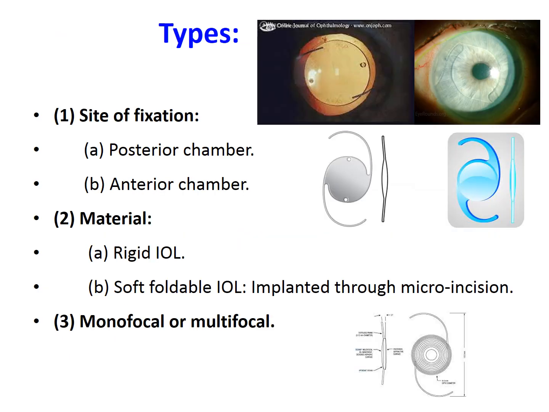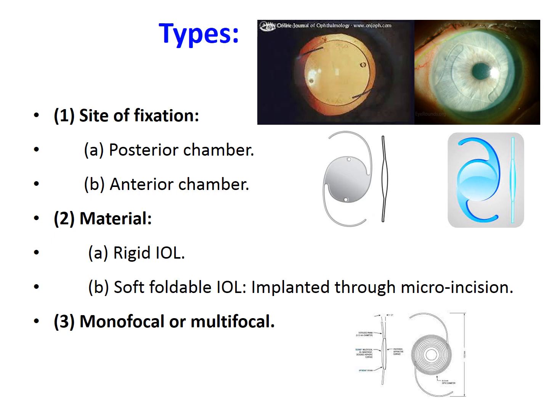What are the types of intraocular lenses? We may have a posterior chamber IOL, supported on the remnant of the posterior capsule, or an anterior chamber IOL, implanted in the anterior chamber in front of the iris. According to the material, we may have a rigid PMMA IOL, implanted through a large incision, or a soft foldable IOL, which can be folded and implanted through a micro-incision.